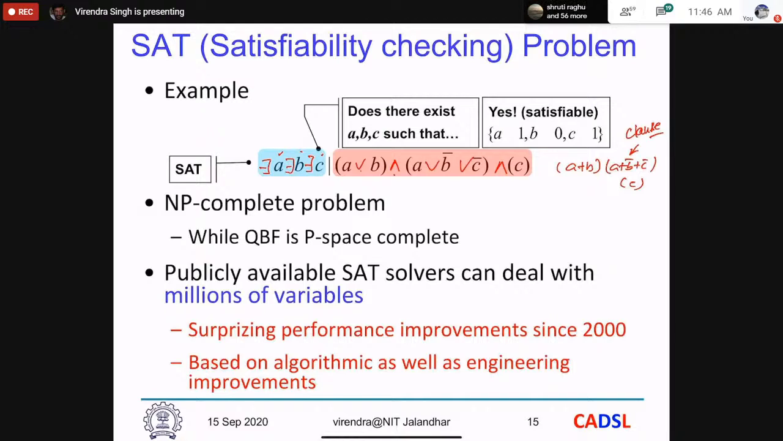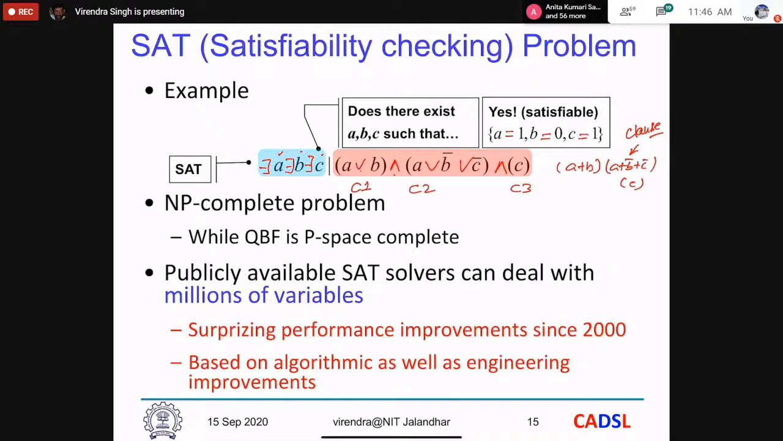So to satisfy this relationship, all these clauses must be satisfied. If I say this is my clause C1, this is my clause C2, this is my clause C3, then if all clauses are satisfied, this formula will be satisfied. Otherwise, this won't be satisfied. And one possible solution is A equal to 1, B equal to 0, and C equal to 1, right?